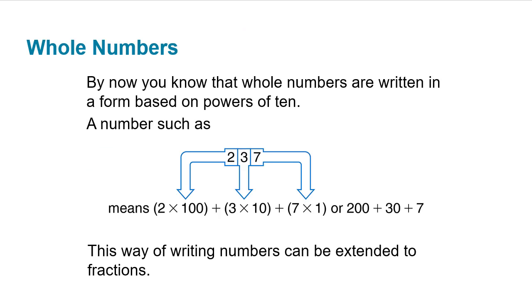By now you understand whole numbers are written in a base 10 format where each digit in the number denotes a higher power of 10. The ones digit is really 7 times 1, but 1 is technically 10 to the power of 0, right? And then the 3 here represents 30, which is 3 times 10, 10 to the power of 1, right? And the 2, this is 200, represents 2 times 100, which is 10 squared. So you can see everything is based on powers of 10.